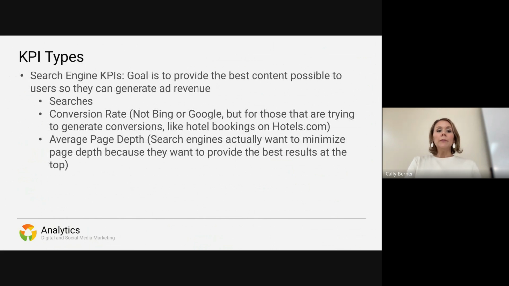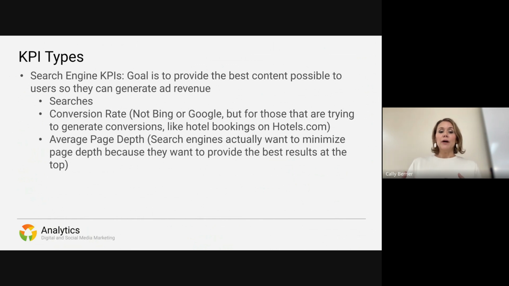Okay, and then one more type is a search engine KPI. So that key performance indicator would be more appropriate for something like Expedia.com or Hotels.com. Those are really considered search engines because they're making money off of commissions. So if they have the best search results on their page, on their site, then you as a consumer are probably more likely to buy from them. So they're really concerned with the number of searches, what their conversion rate is, and the average page depth.